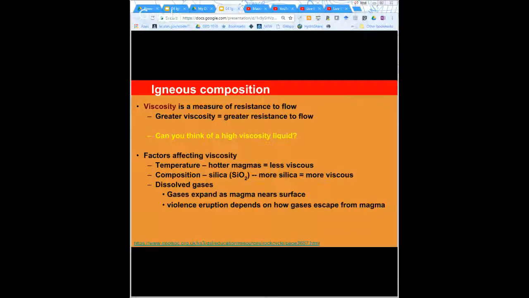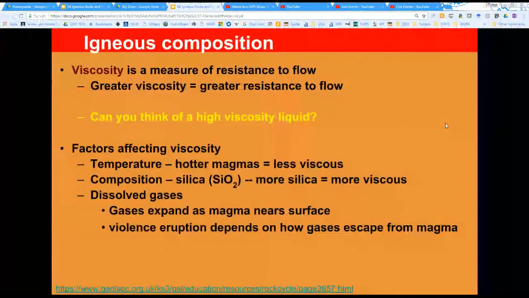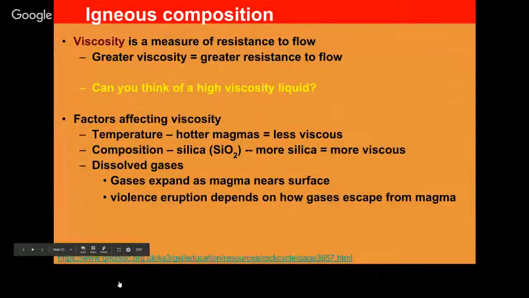Series of lecture videos on igneous rocks and volcanoes. In the first video, we talked about magma and how to generate magma. In the second video, we talked about igneous texture, which is one of the ways we identify igneous rocks. Igneous composition is the second way we use to identify igneous rocks. So that's what we're going to talk about today, igneous composition.